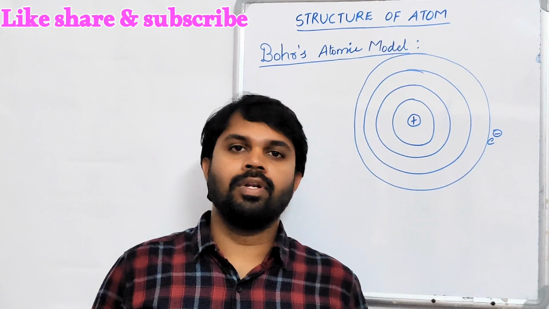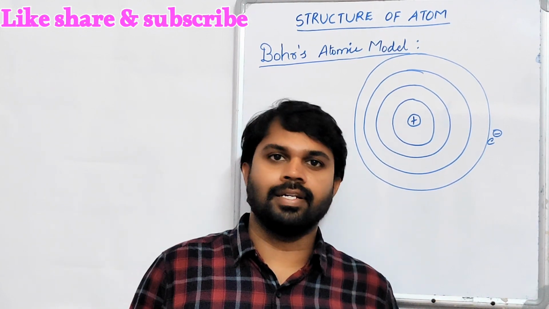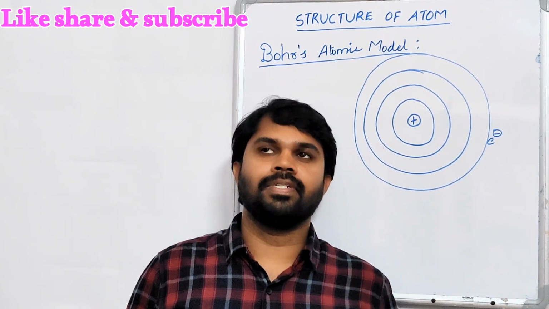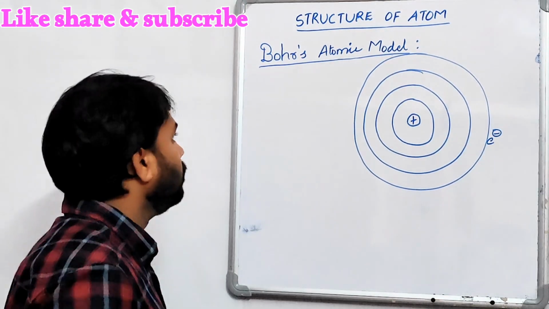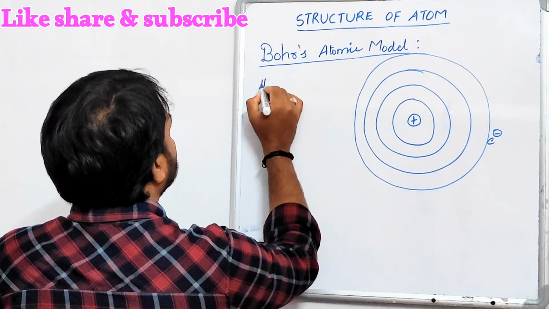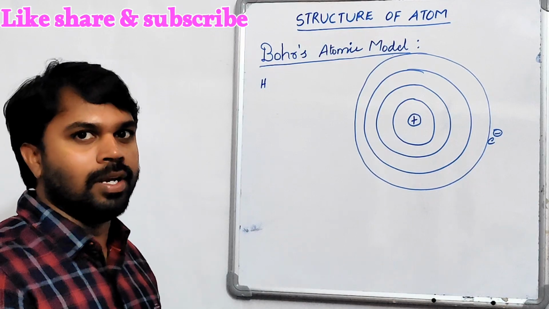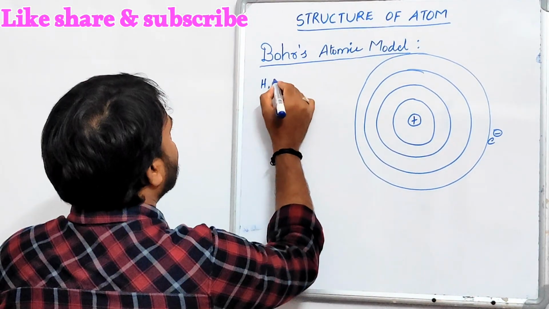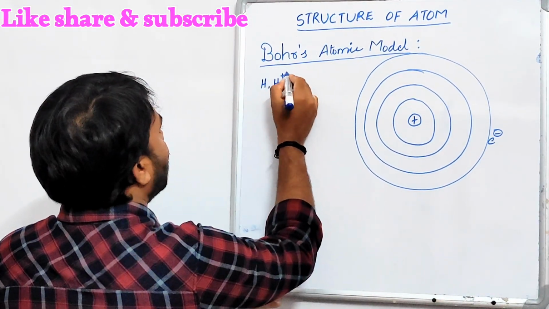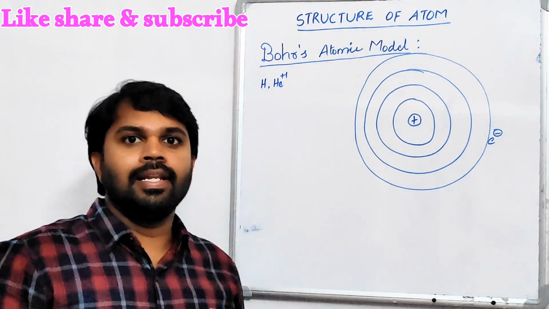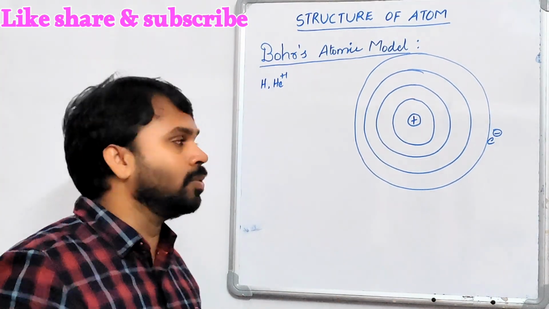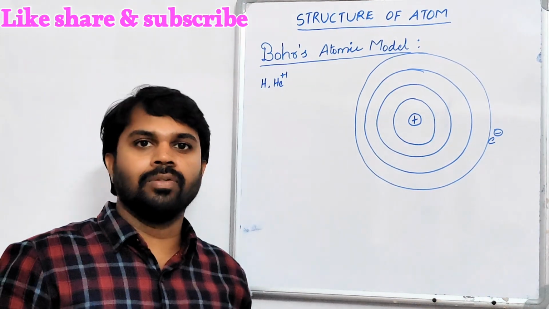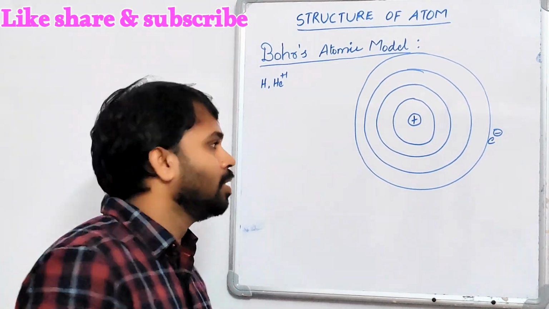Niels Bohr was the first scientist to explain quantitatively the general features of the structure of the hydrogen atom and its spectrum. This theory is only applicable for single electronic species, that is, species containing only one electron. For example, hydrogen contains only one electron. And helium plus one: the helium atom has two electrons, it lost one electron, and it converts into a helium plus ion. Now it has only one electron.